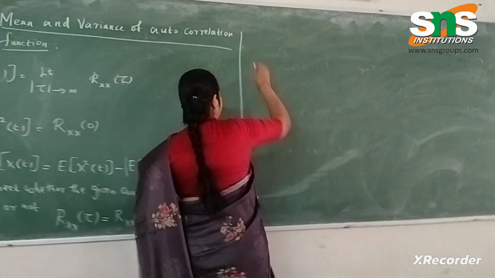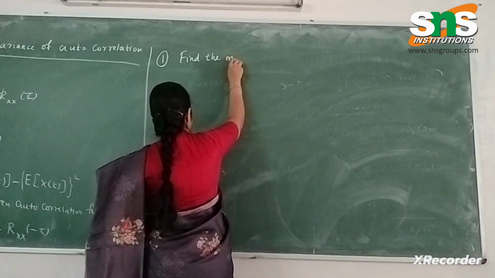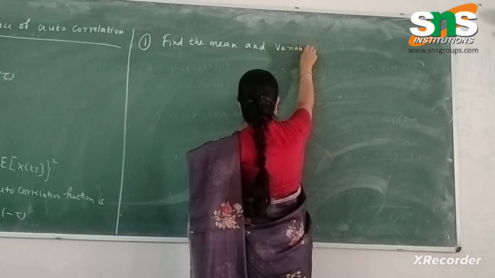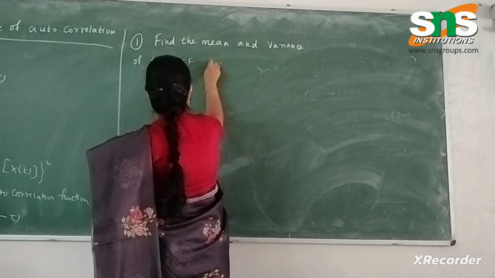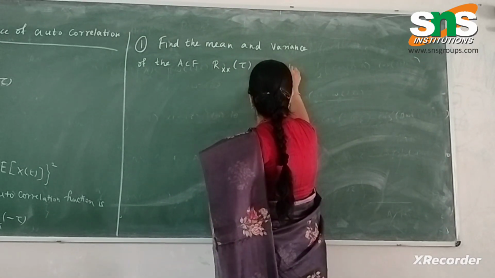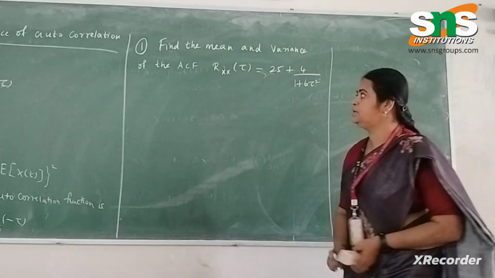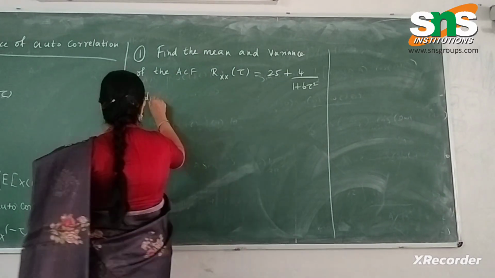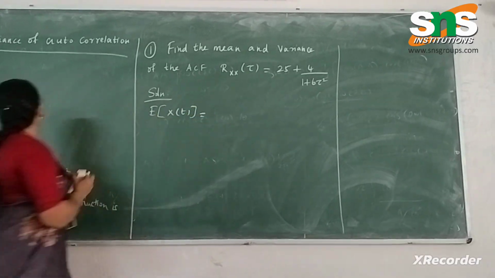So first problem: find the mean and variance of the autocorrelation function r xx of tau is equal to 25 plus 4 divided by 1 plus 6 tau square. So this is my question. For finding mean and variance, first let us find E of x of t. So solution, E of x of t.